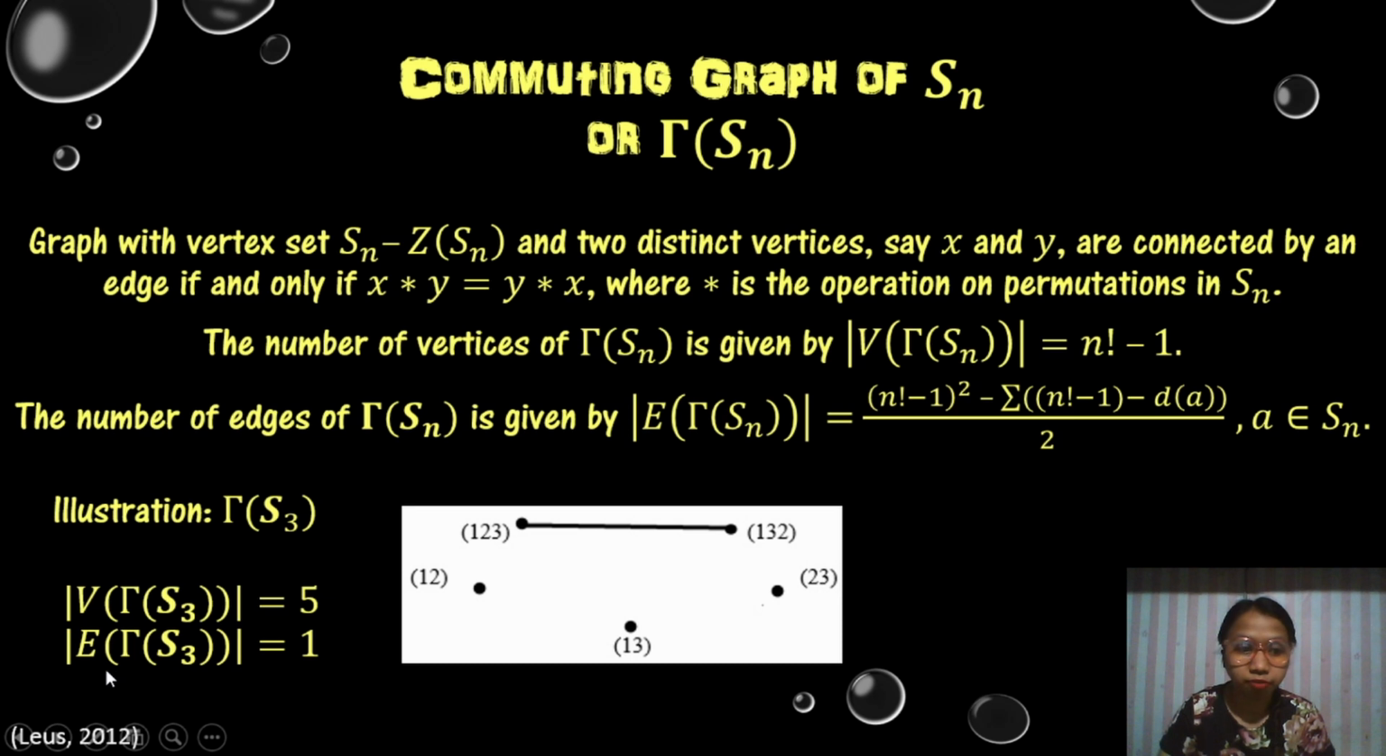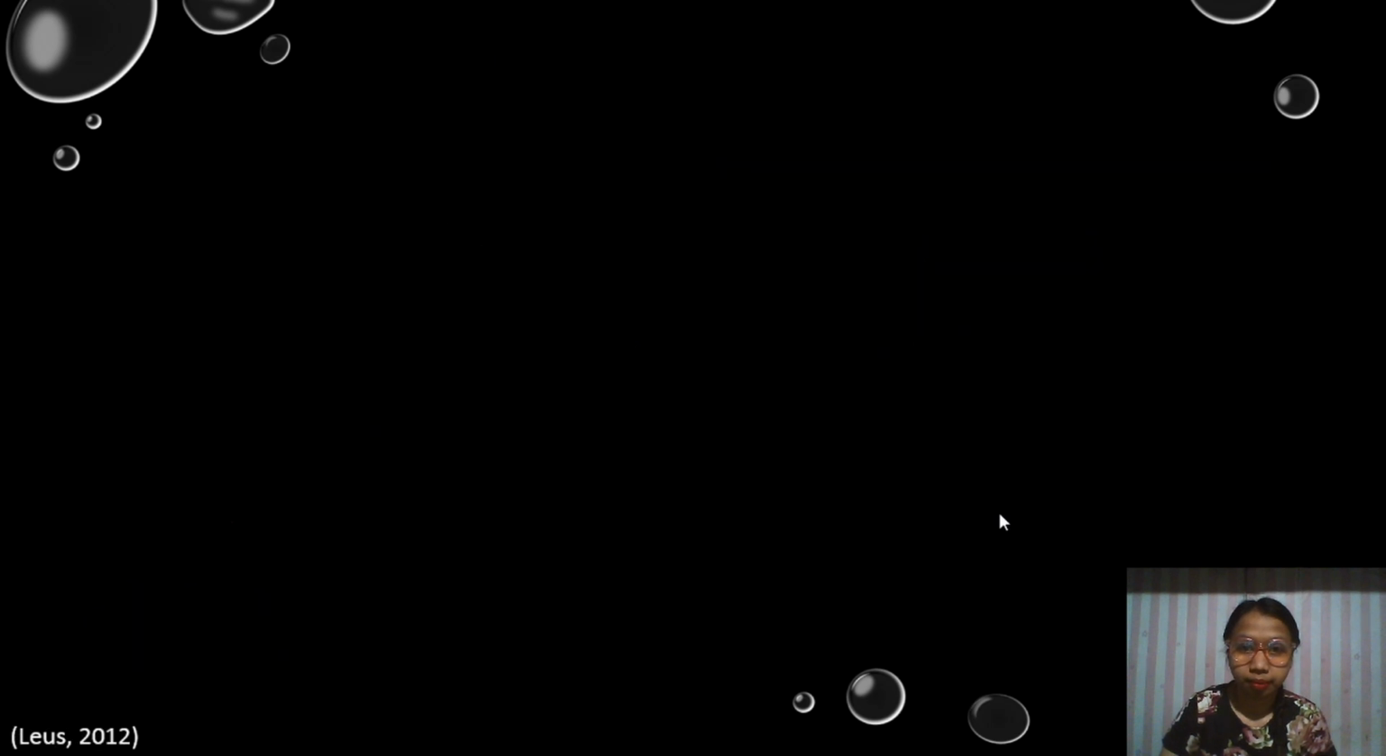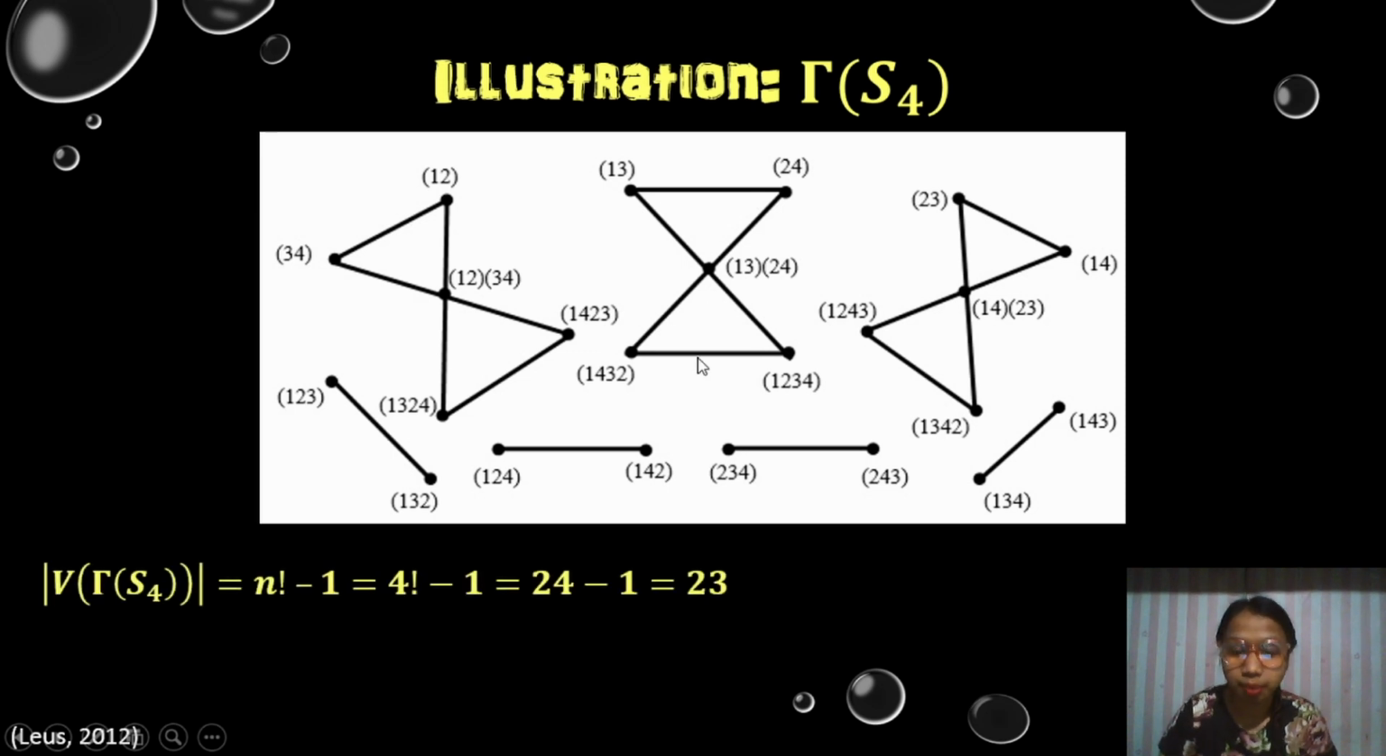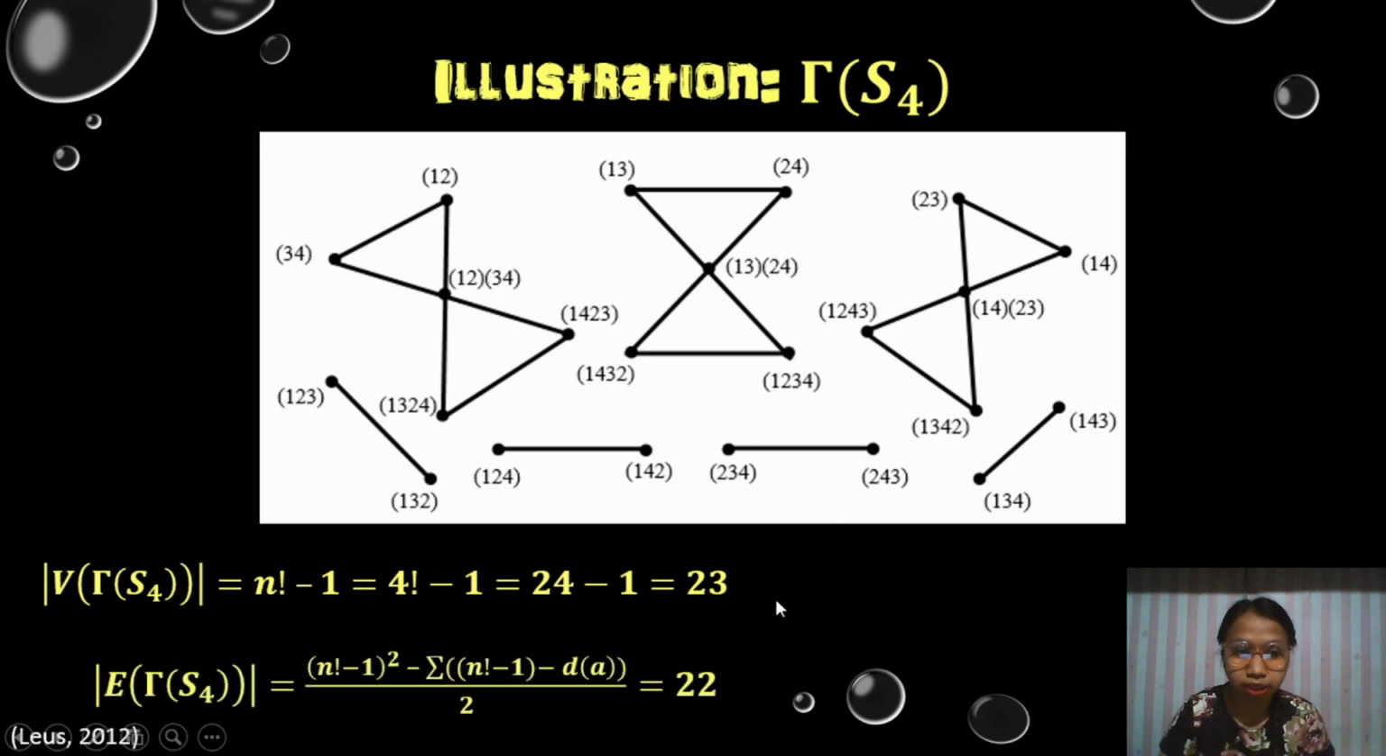These formulas are from the study of Laius way back in 2012. Another illustration is the graph from earlier. You remember this graph? This is the commuting graph of S sub 4, wherein we have 23 vertices, so all those nodes are 23. And the number of edges, these lines, is 22.